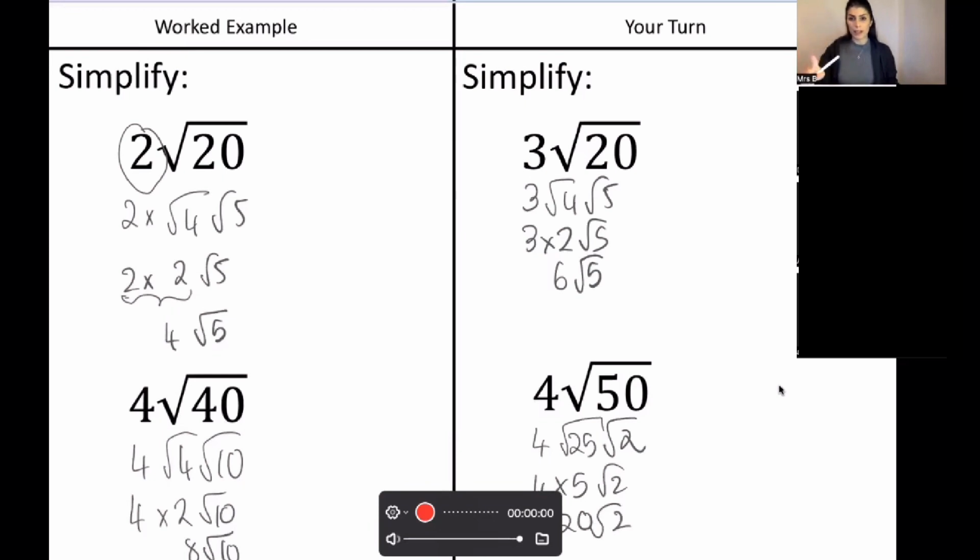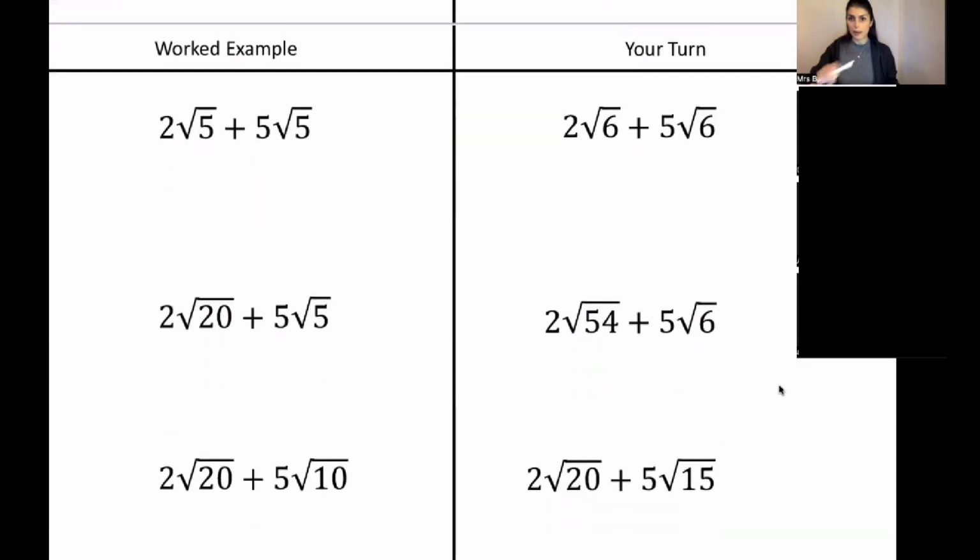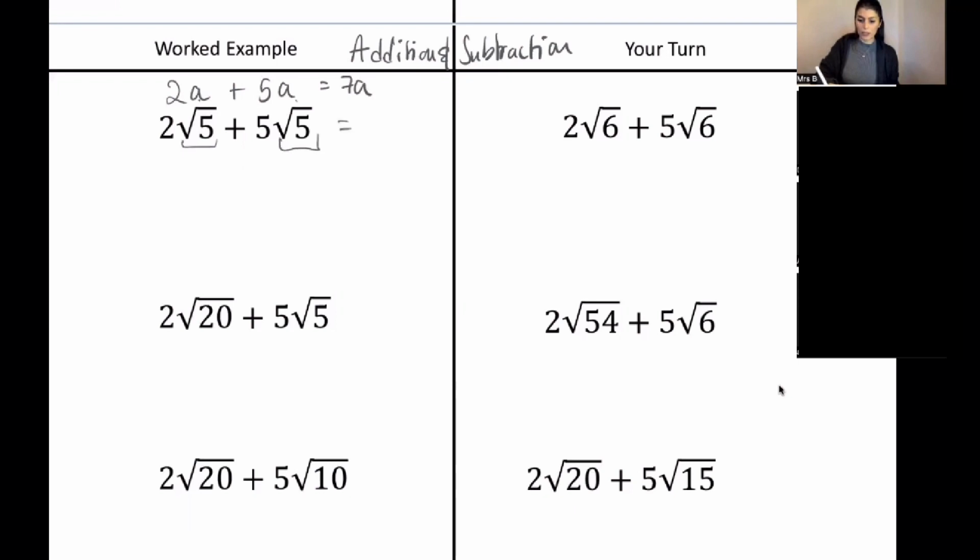So that's how we simplify surds, the biggest skill that is included in all the other skills we need. Now we're going to quickly look at addition and subtraction of surds. Okay, so make a note of that. Addition and subtraction have the same rules. So it's just like in algebra. If you were to add 2a plus 5a, you would get 7a because the letters are the same. So in surds, you have to make sure that the surd is also the same to be able to add or subtract it. So we would do 2 root 5 plus 5 root 5, which just gives you 7 root 5.